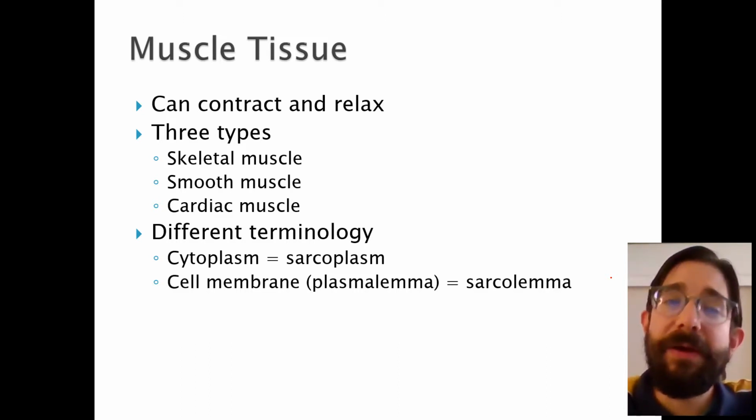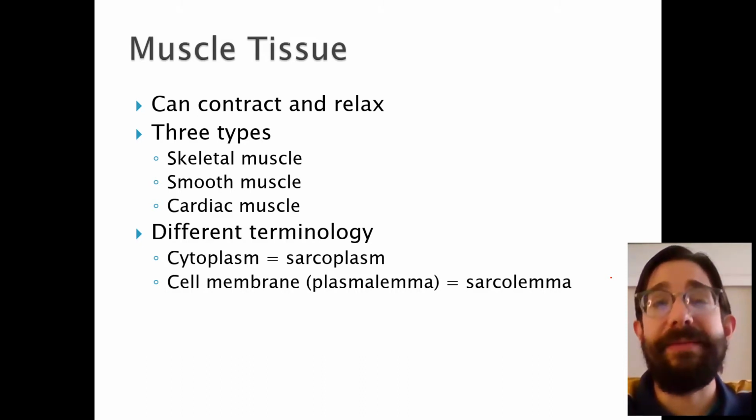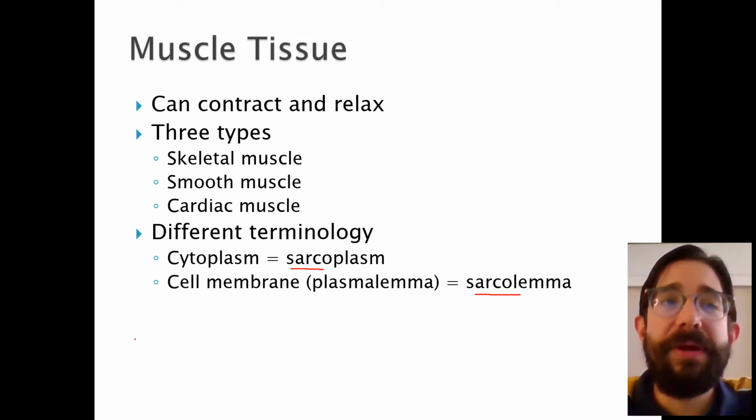And as we talk about muscle tissue, whether now or in a future unit, we may use different terminology, like instead of saying cytoplasm, you'll hear sarcoplasm. Instead of saying cell membrane, which can also be called the plasma lemma, we'll say sarcolemma. So this term sarco that you keep seeing, really what it means is flesh.